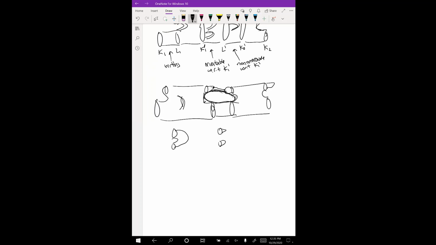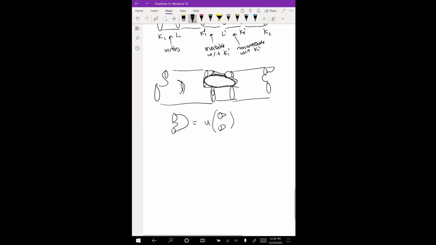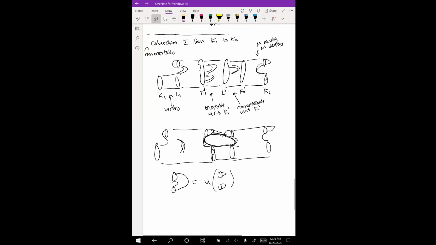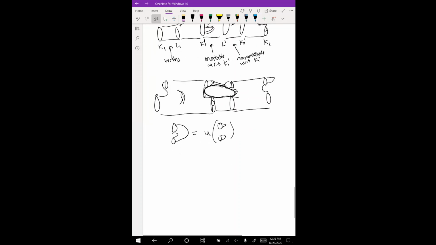So what happens is basically that you pick up a factor of u or p, or whichever the variable is. Okay, so the problem in the non-orientable case is that if the tube that you add is not actually orientable with respect to the rest of the cobordism, then you don't actually have the same relation with capping off the ends.